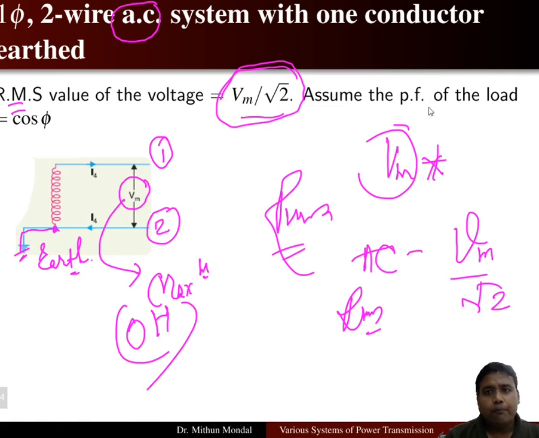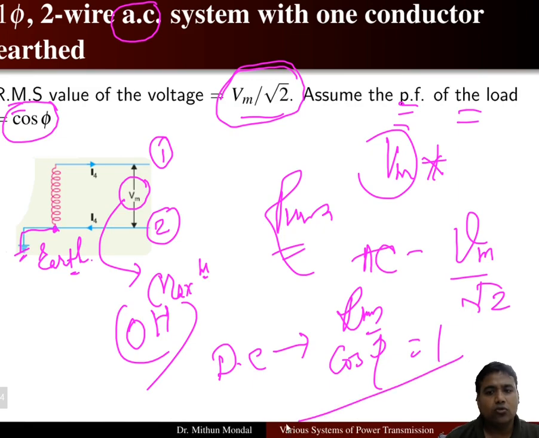Now the power factor of the load has to be taken into consideration, that is cos phi. In case of a DC system, you know that there is no term called power factor because cos phi is equal to 1 for a DC system. The current and voltage are in phase with each other for a DC system. But for an AC system, you have to take the value of the power factor of the load. So that is equal to cos phi.